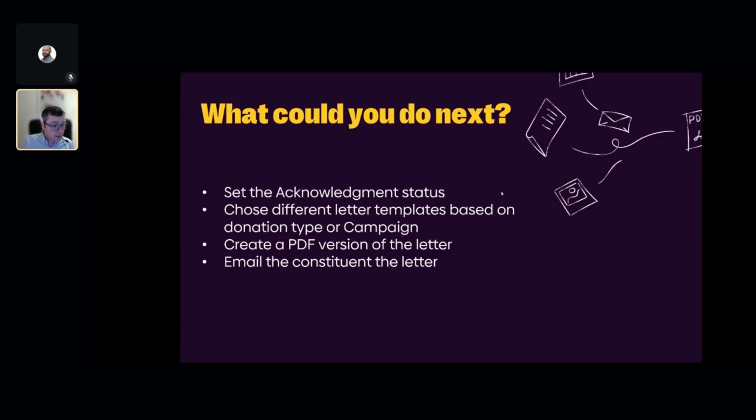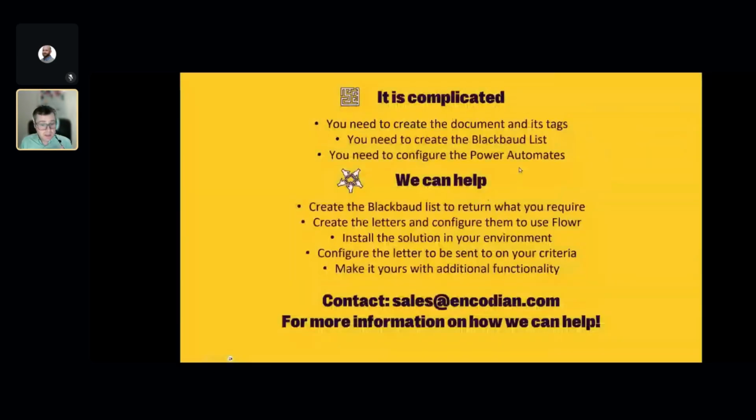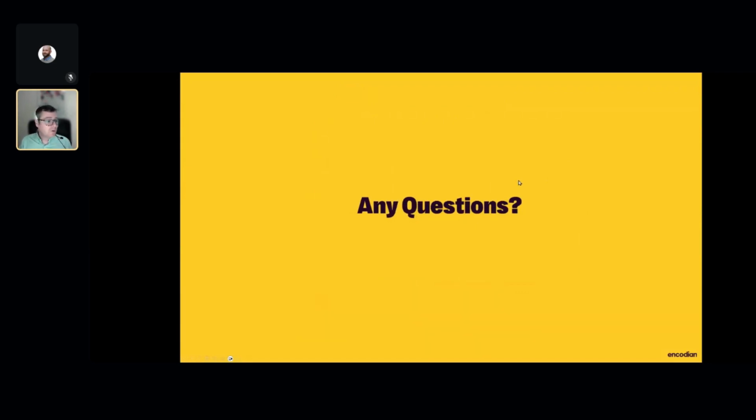The other thing we could go and do is create a PDF version of that letter. So we might not want to send them a Word document, they'll be manipulated, create the Word document, use the Encodian convert to PDF, convert that to PDF, and then go and store that version around it. And equally, we could go and email the constituent the letter as well. So last thing, just saying, I know it's complicated, so we can help you. So we can go through and do all these different things to make it better. And of course, I'll end up by saying any questions. I know I've been through a lot of detail and it's complicated, so please ask.